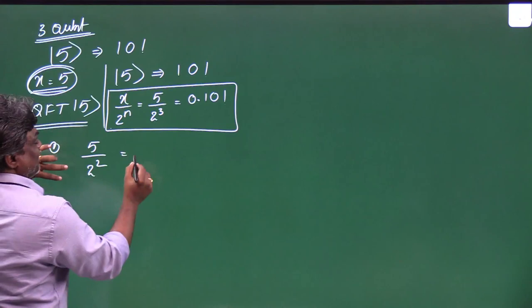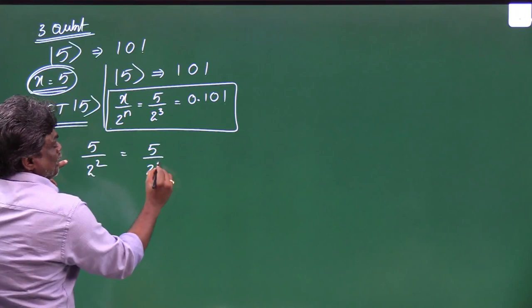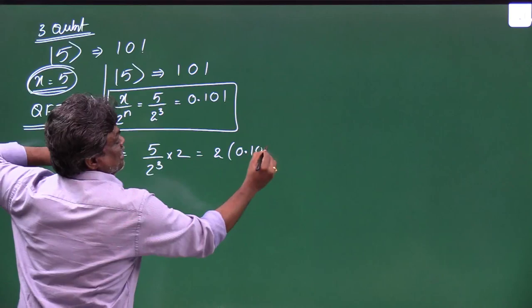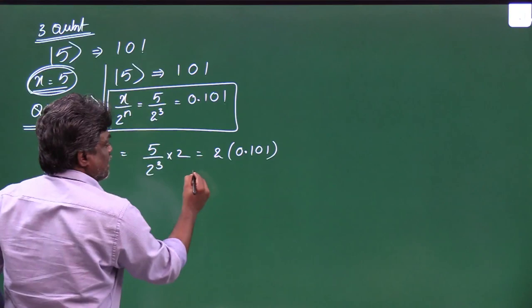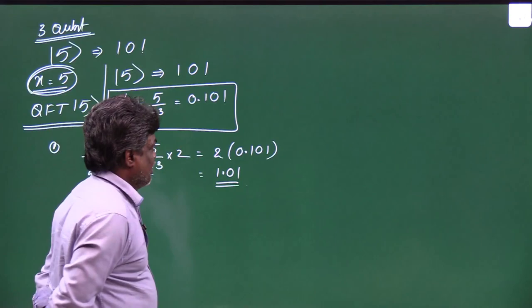Shall I explain how? No need? Just write 1.01. Just for my satisfaction, I will write 5 by 2 cube into 2. So this is nothing but 2 into 0.101. Whenever you are multiplying with 10, how do we shift the decimal? In the same way, shift the decimal, 1.01. And just beside that, 2 into 0.101, write binary.